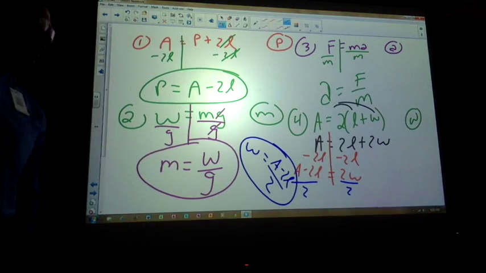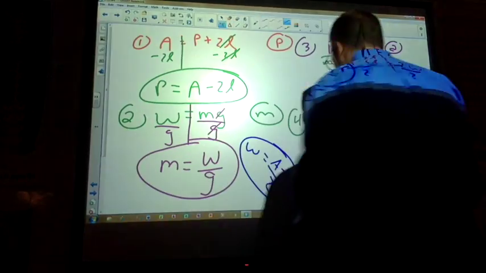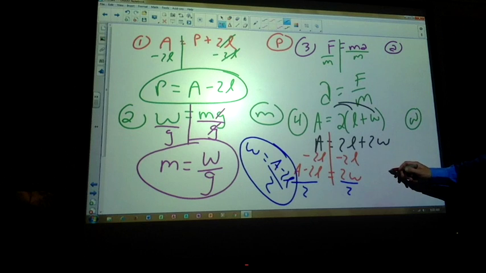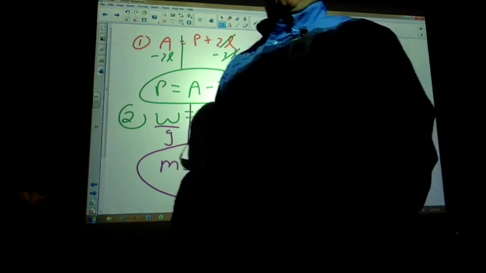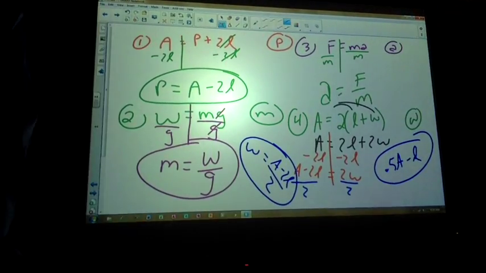Wait, I got 0.5A minus L. What'd you get? Because I divided. You had 0.5A minus L? I like it. I'll take that. Okay. Good one. That will definitely work too. Do you have to reduce for the answer? No, not necessarily. I went A over 2. But it works if you did. I went A over 2 minus L.